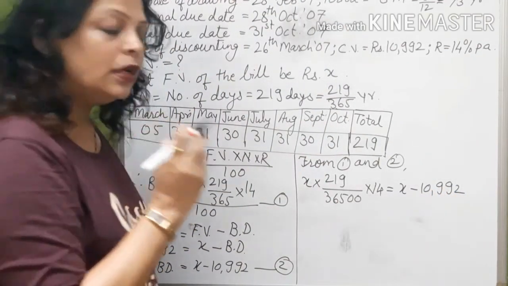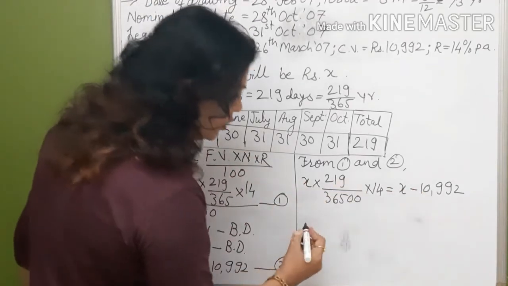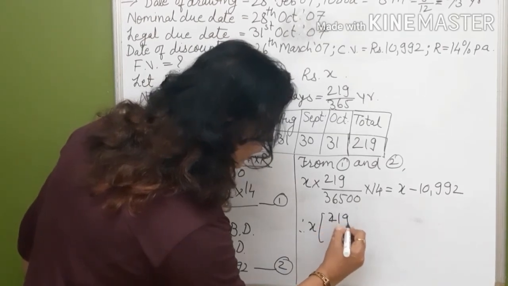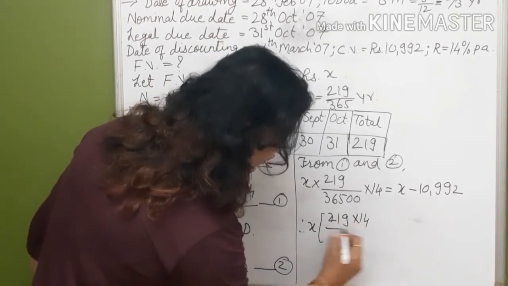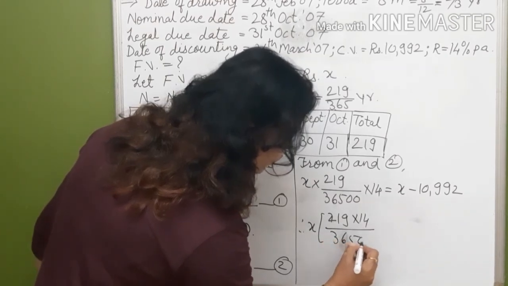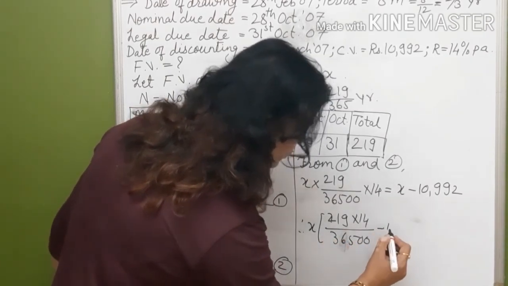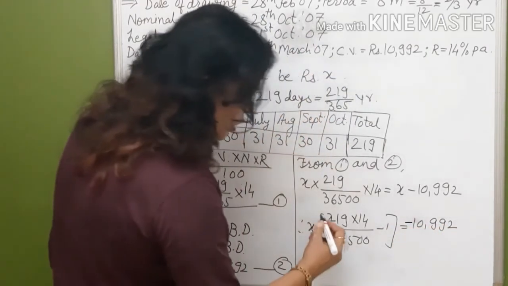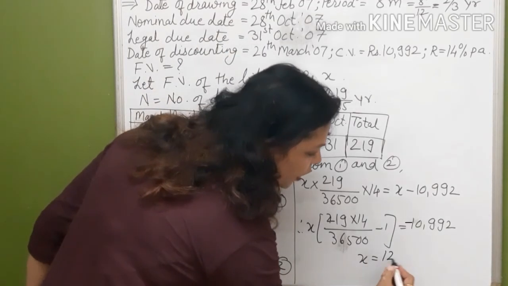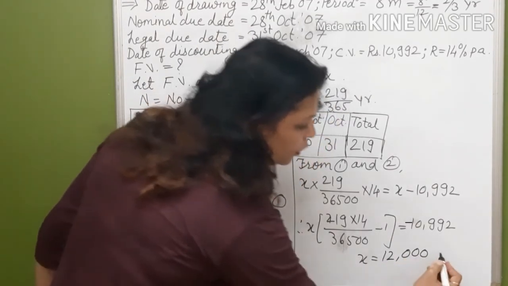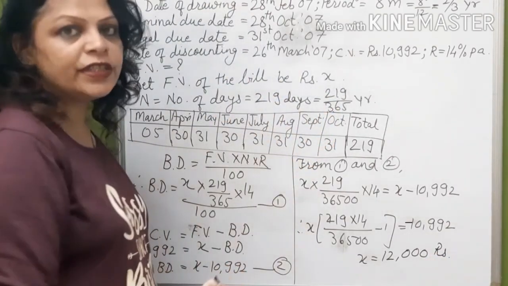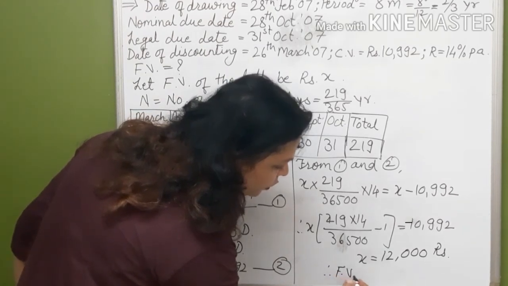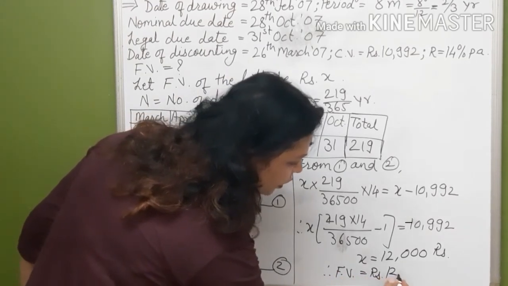Have you understood? So now bring this X on this side. So you will get X common will take 219 into 4 upon 36500 minus 1 is equal to 10,992. So when you simplify this, you get X is equal to 12,000 rupees. So that is nothing but your face value of the bill. So let us write a final answer. Therefore, face value is equal to rupees 12,000.